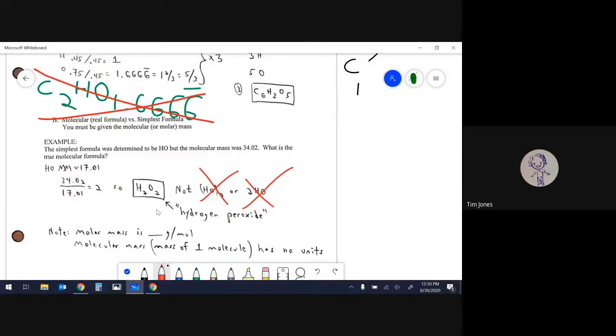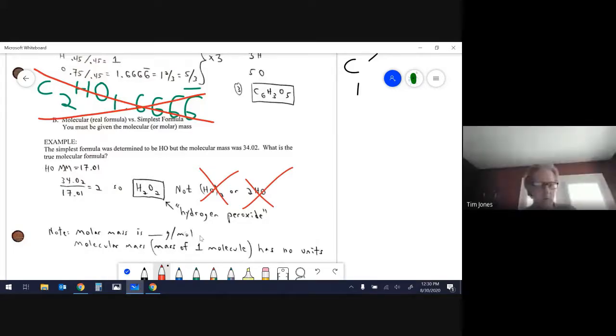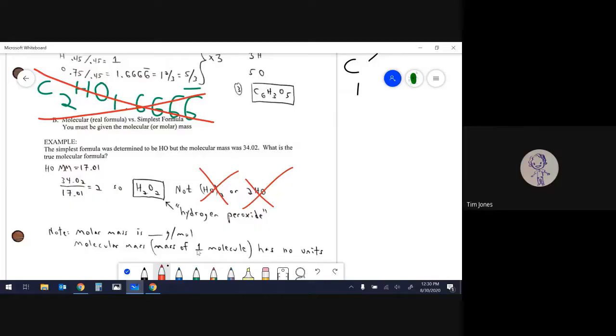Another note here is the difference between molar mass and molecular mass. Molar mass is what it says. It's the mass of a mole, which is why its unit is mass per mole. And that's why we use it to convert between mass and moles. Molecular mass is the mass of one molecule, as opposed to a mole of molecules, so 6.022 times 10 to the 23rd of them. This is a single molecule. And so notice it doesn't have units. Or if you want to be particularly savvy, you can say AMU for atomic mass units. But we'll get into that more in the future.